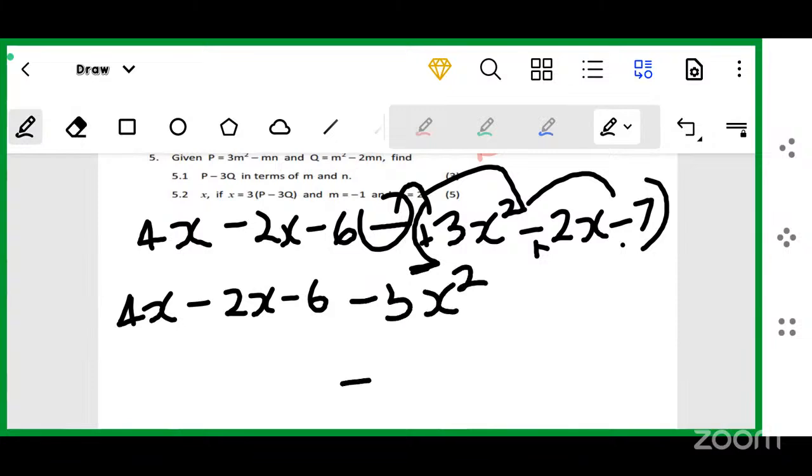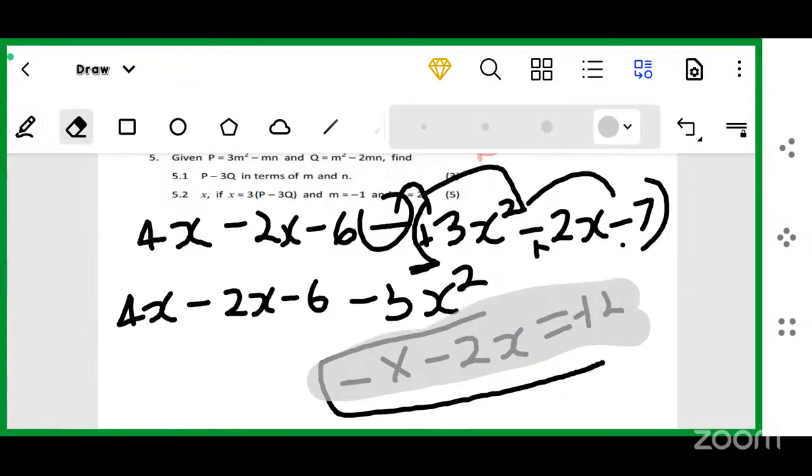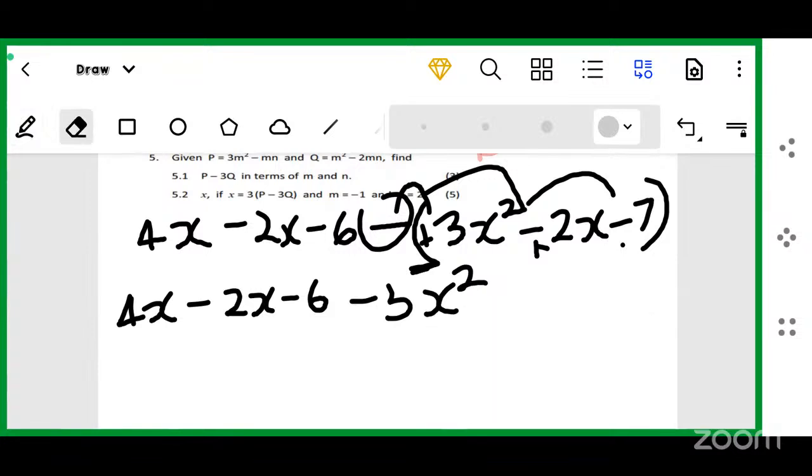So what is going to be negative multiplied by negative 2x? Negative multiplied by negative 2x equals positive 2x. Perfect. So we go there, we write our positive 2x.